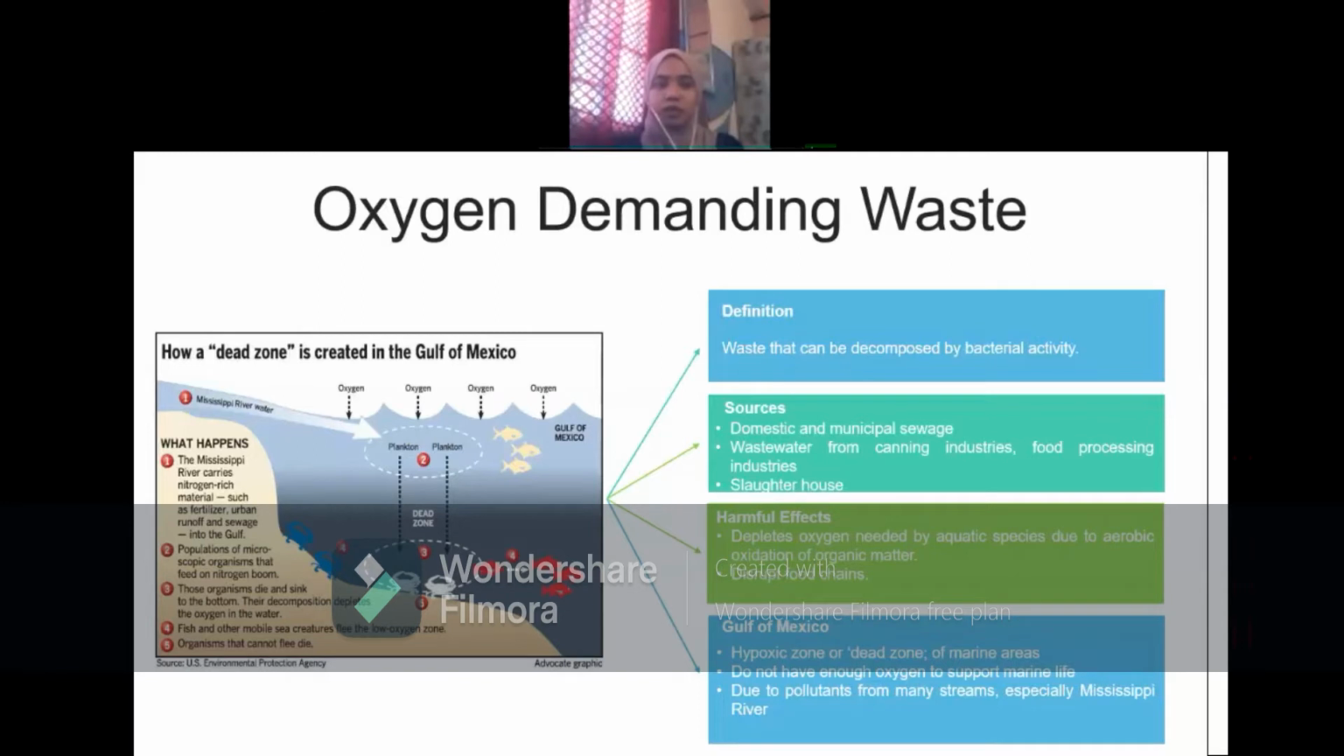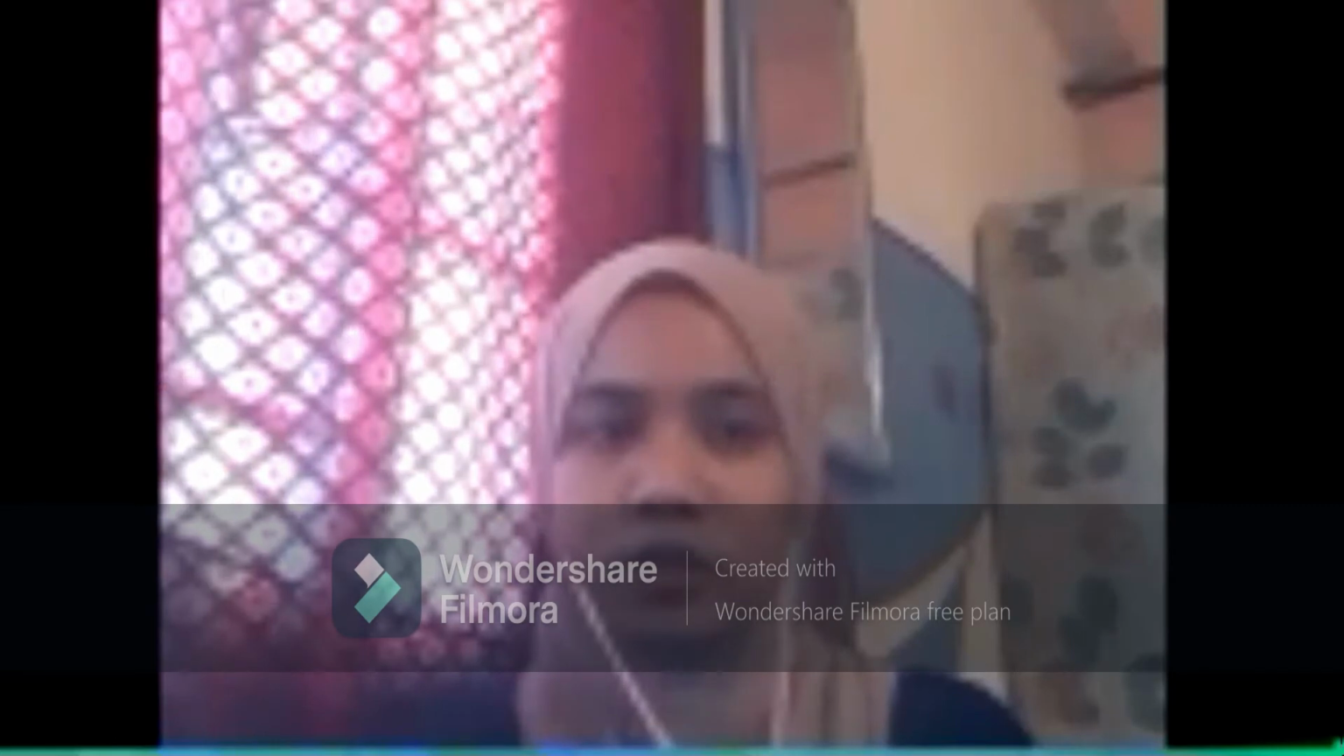The Mississippi River carries nitrogen-rich material like fertilizer, urban runoff, and sewage into the Gulf. Population of microscopic organisms that feed on the nitrogen booms. So, when those organisms die and sink to the bottom, their decomposition depletes the oxygen in the water. Fish and other mobile sea creatures usually move to another place in order to avoid the dead zone. So those species that can't move fast enough will die and lead to the name of dead zone.